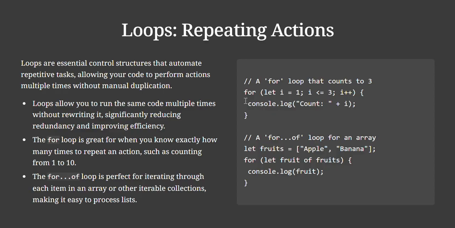So let us see an example of a for loop. In this we have written code for a for loop, so see this example and observe the for loop. Another type is the for of loop, which is perfect for iterating through each item in an array or other iterable collections, making it easier to process lists. In these examples we have used the for loop.